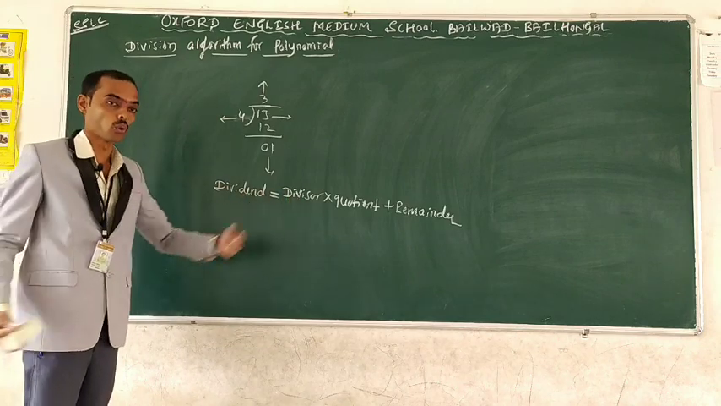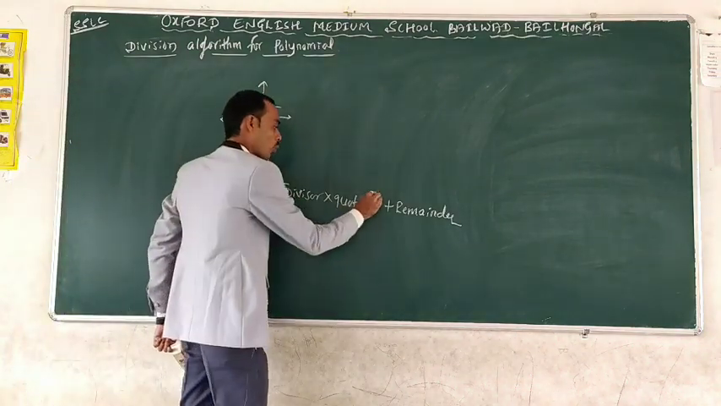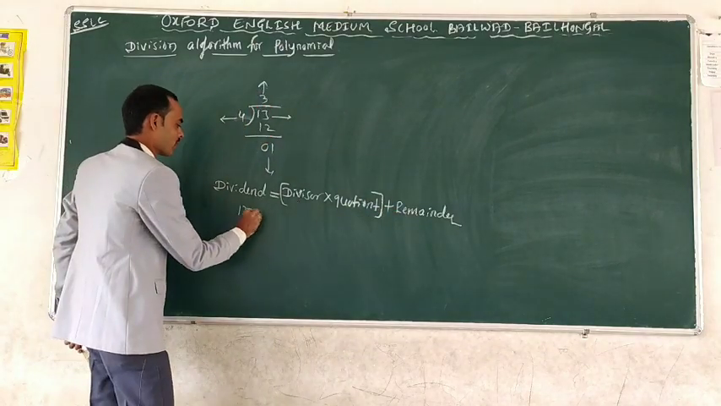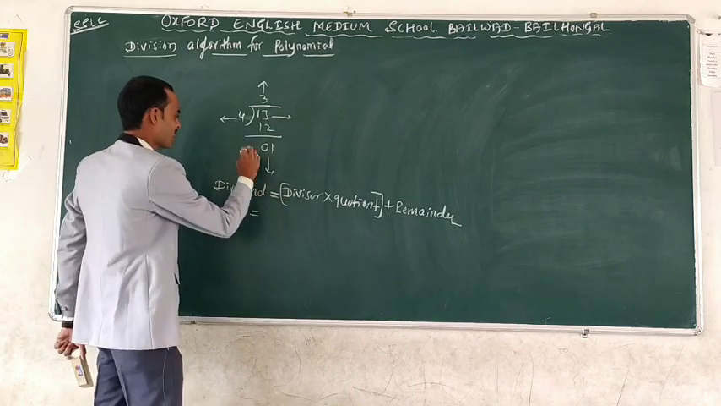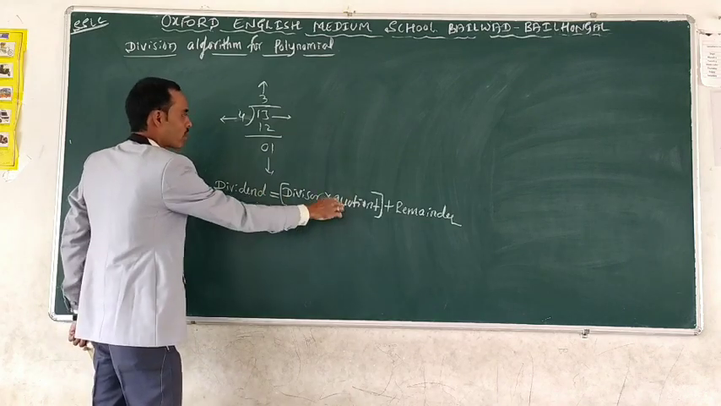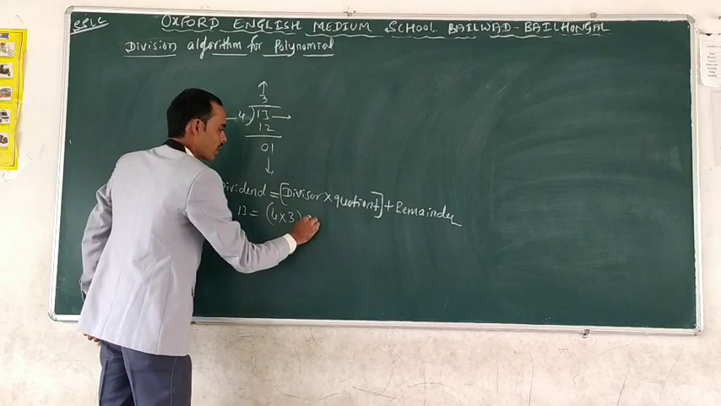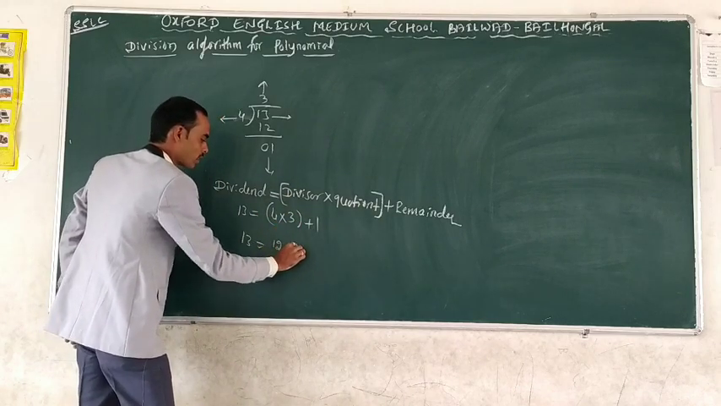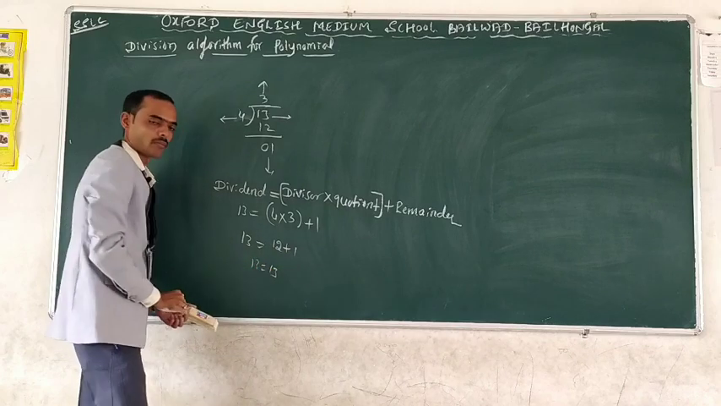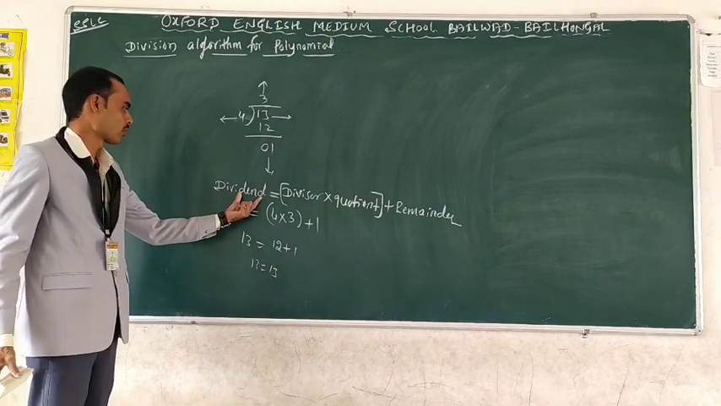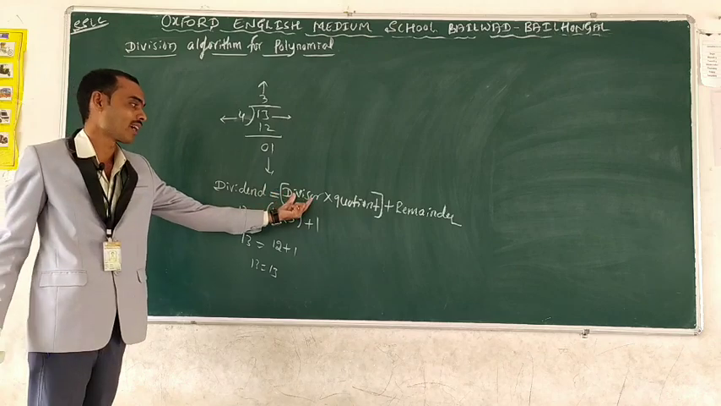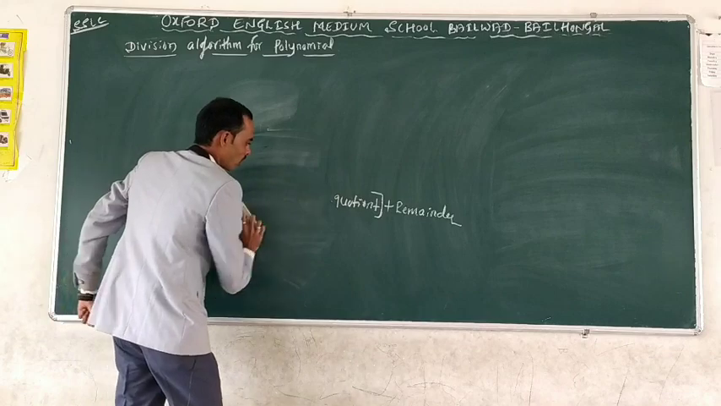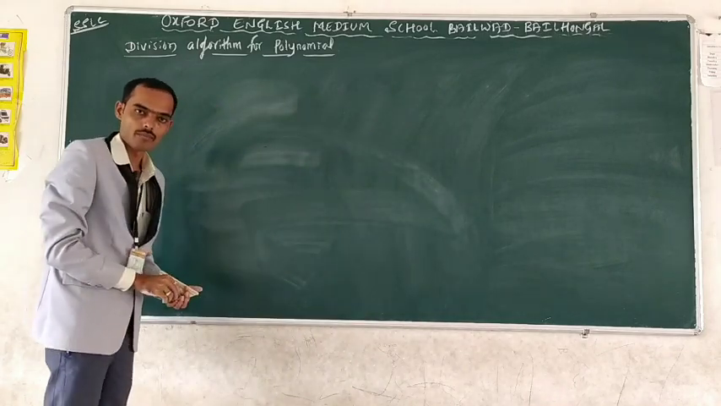Dividend is always equal to divisor into quotient plus remainder. So, dividend 13 is equal to divisor 4 into quotient 3 plus remainder 1. 13 is equal to 4 3s are 12 plus 1, 13 is equal to 13. So we conclude: dividend is equal to divisor into quotient plus remainder. In polynomials also, we have to take it like this only.